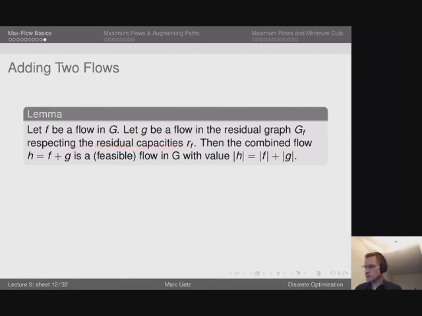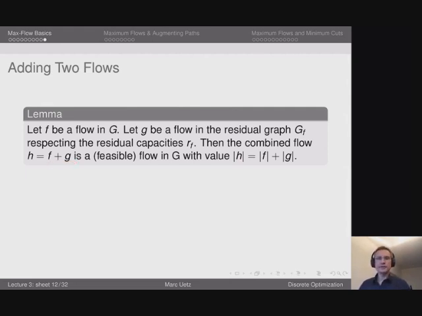Okay. So then the claim is that I can combine these two flows together. So I just take the sum of F and G. I called it H here. And the claim is that this is actually a feasible flow in the original graph. And of course, because of linearity, the value is just the sum of the values of the two flows F and G. So the lemma says that the sum of these two flows is again a feasible flow.